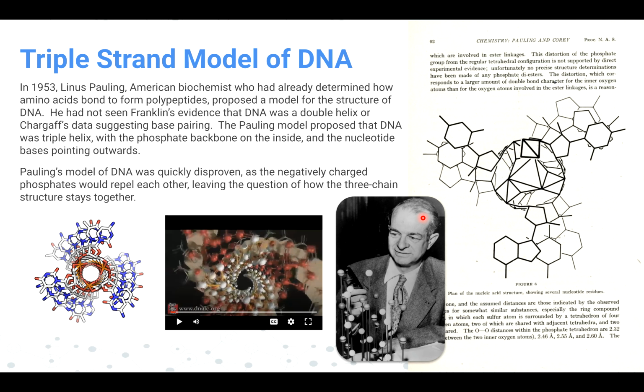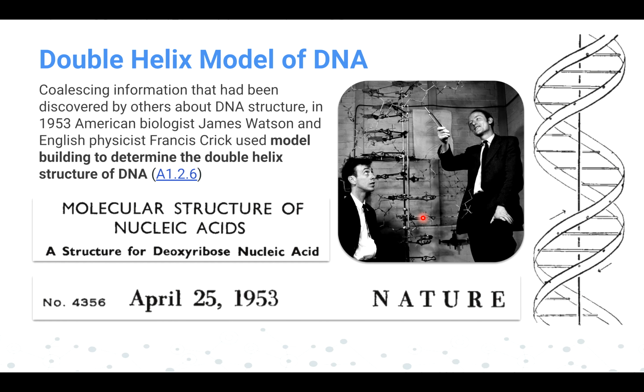So the Pauling model of the DNA was quickly disproven, as the negatively charged phosphate will repel other things. So how will they maintain the structure? That was a big controversy at that time. Later on, it was not convinced.